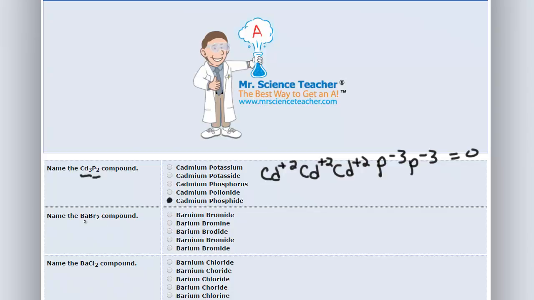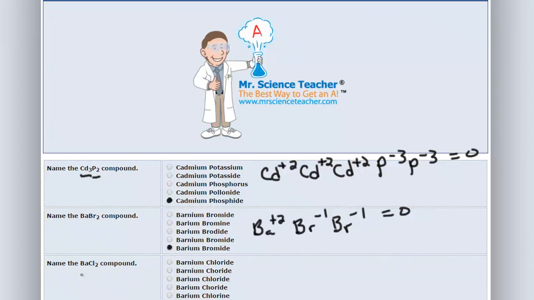Cadmium phosphide. Name the BaBr2 compound. Well, Ba is barium and Br is bromide. Barium is a +2 ion and bromide is a -1 ion. And we have 2 of them. So our equation is +2 -1 -1 equals 0. And the name of the compound is barium bromide.